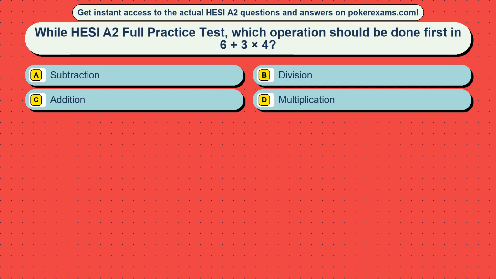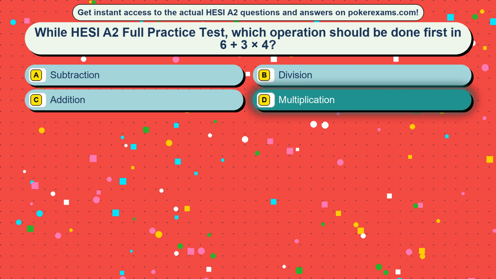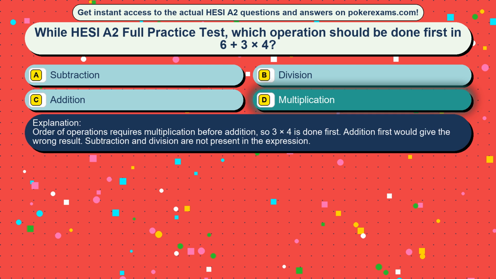Question 47. While HESI A2 full practice test, which operation should be done first in 6 + 3 × 4? Option A, subtraction. Option B, division. Option C, addition. Option D, multiplication. The correct answer is option D, multiplication. Order of operations requires multiplication before addition, so 3 × 4 is done first. Addition first would give the wrong result. Subtraction and division are not present in the expression.